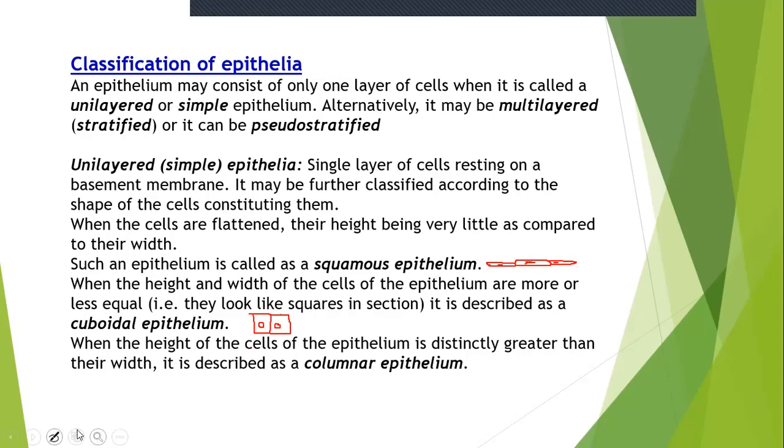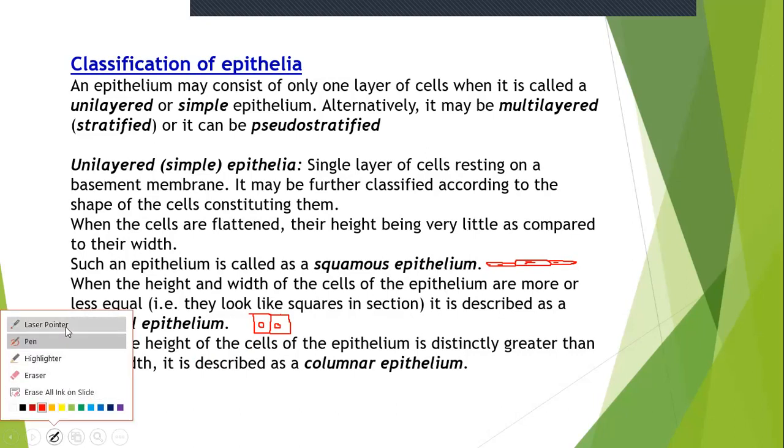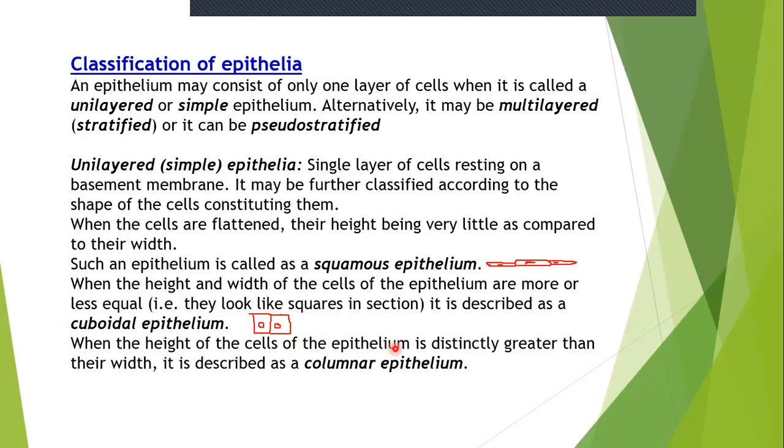Then we have another one where the height of the cells of the epithelium is distinctively greater than their width. This is columnar. Columnar will look like this. They look rectangular. Like that, the cells will be columnar. If you look at their nuclei, they'll be somewhat elliptical. The nuclei will look somewhat like that.